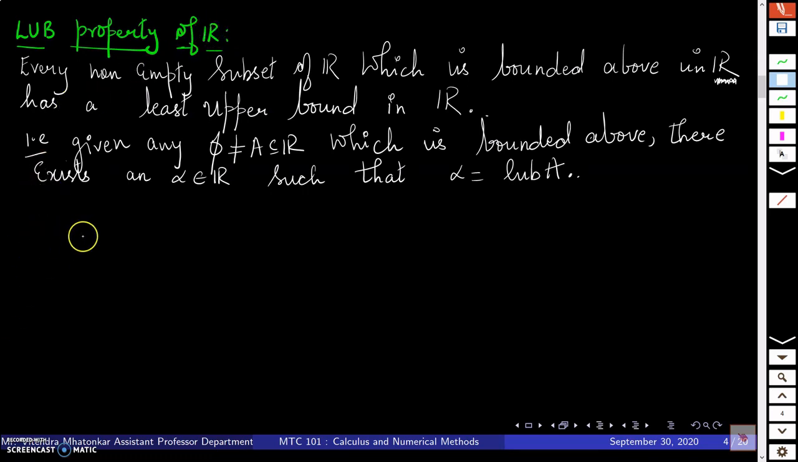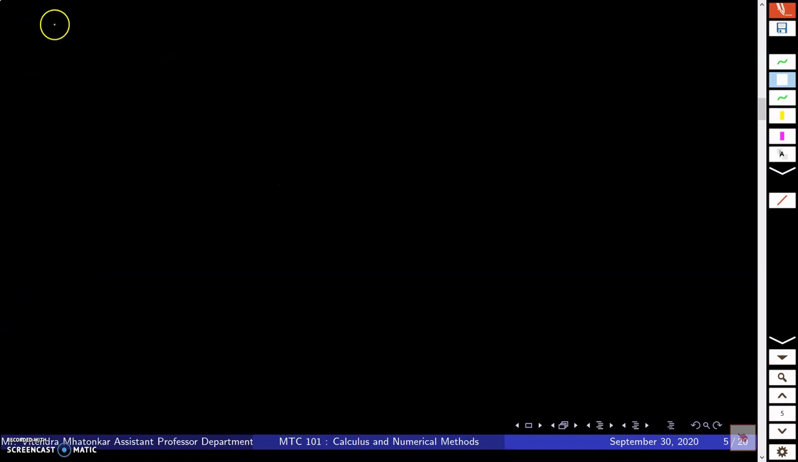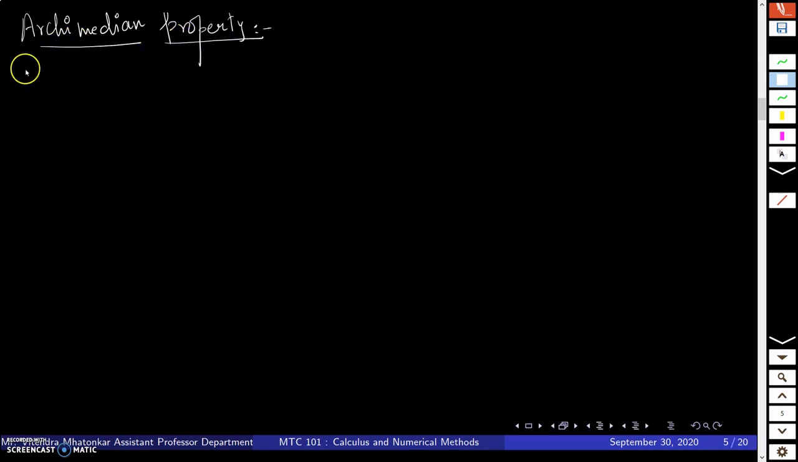All right, now we will look at one application of this property. That is again a very important property. Again and again we will be using it in upcoming lectures. This is called the Archimedean property. Let me state this. This property says that the set of natural numbers is not bounded above in R. N is not bounded above in R.